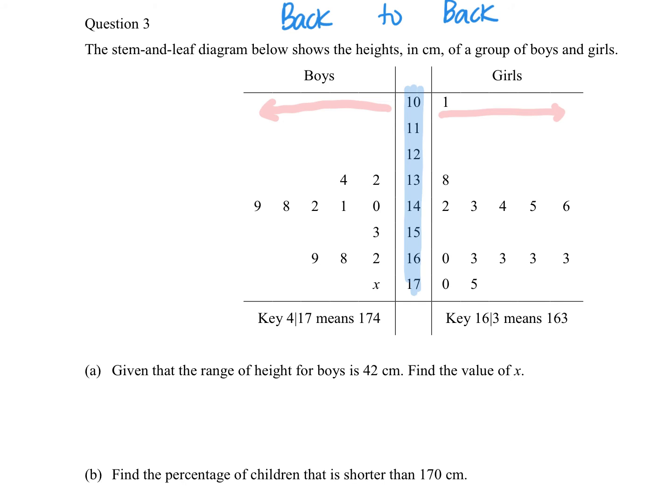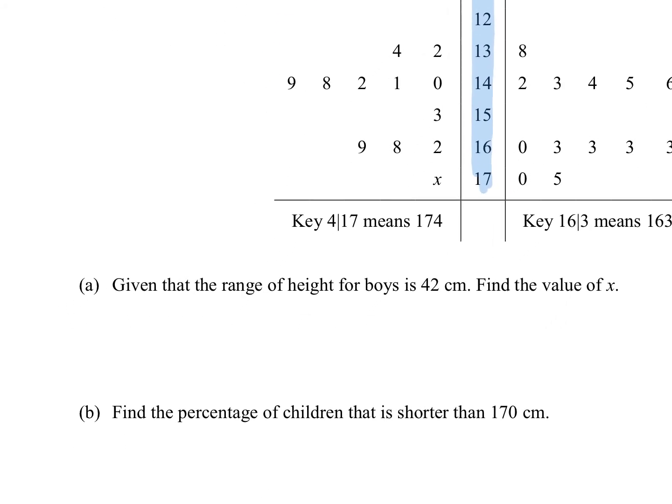There's a boys and there's a girls. So when you write your working, you need to label them very clearly. Okay? Given that the range of height for boys, what is range? Range is taking the maximum minus the minimum. So that's the range, right? So what do we have for our range values? And they gave me that this is 42.